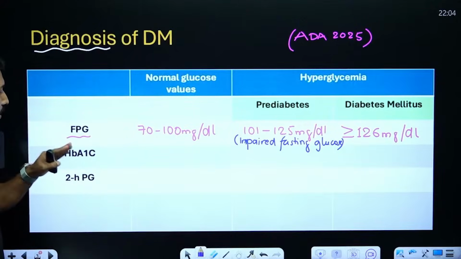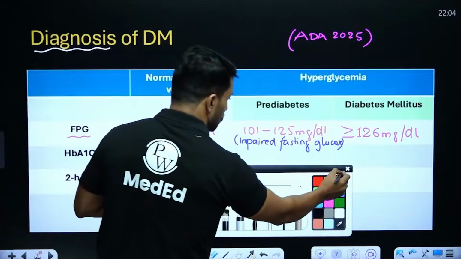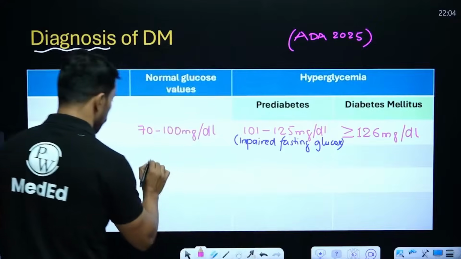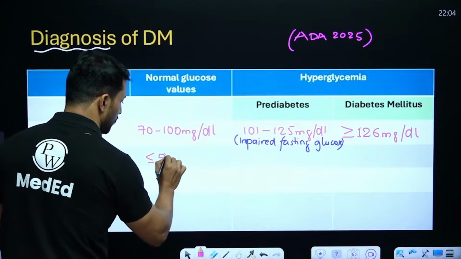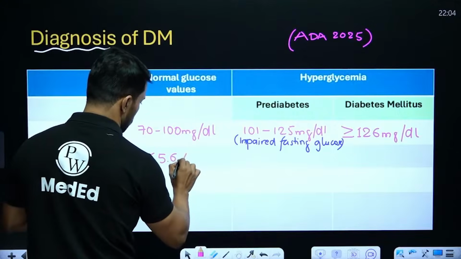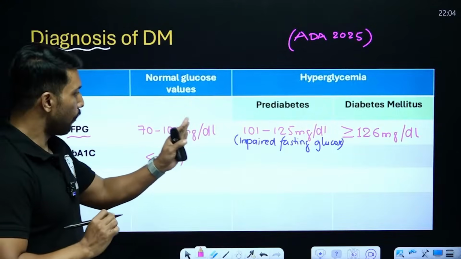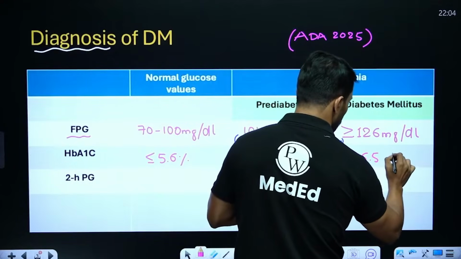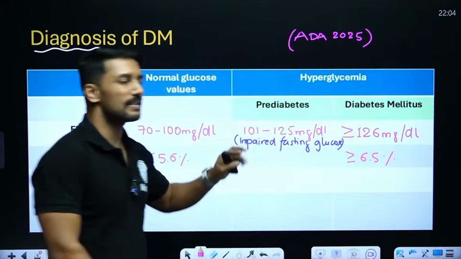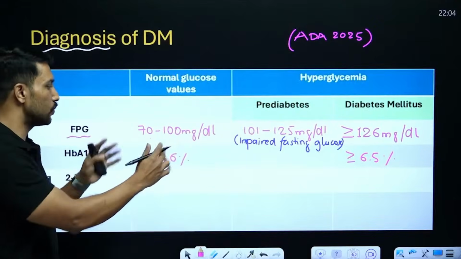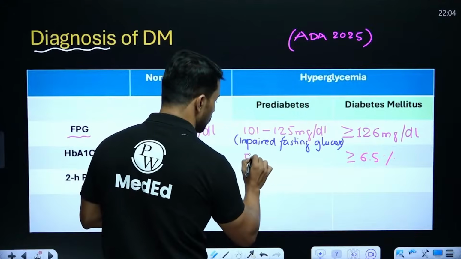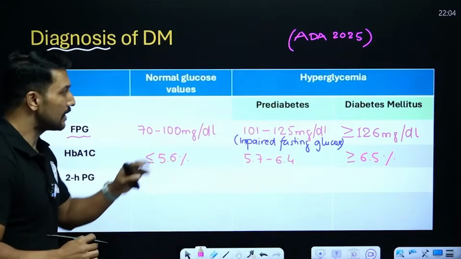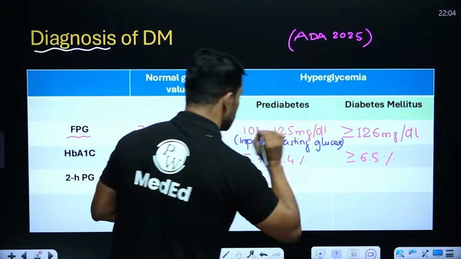If I'm using HbA1c as a criterion, what is a normal HbA1c? The normal HbA1c is supposed to be less than or equal to 5.6%. But if this is more than or equal to 6.5%, the person can be called as having diabetes. And the values in between, that is 5.7 to 6.4, will also be considered as pre-diabetes.